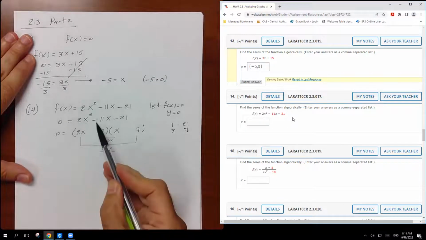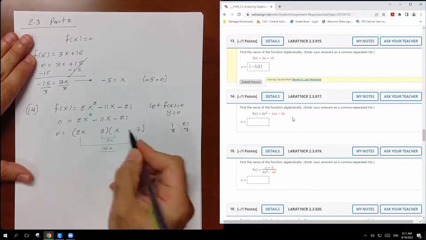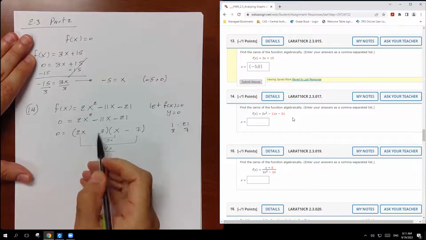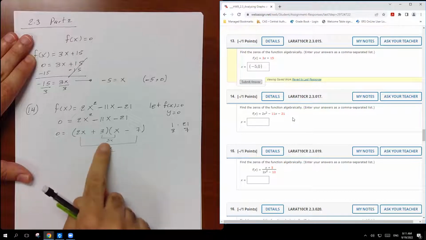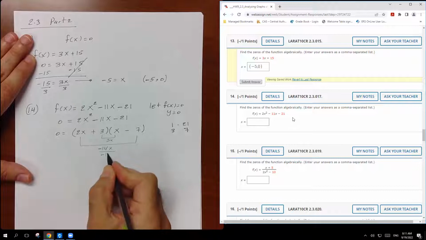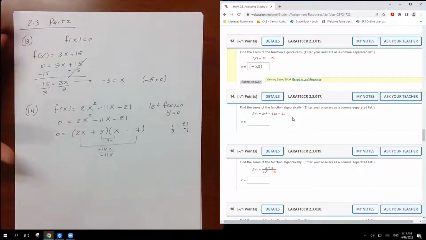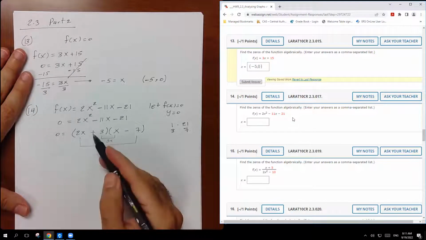So I need to get negative 11x. What I'm going to do, 14 is the bigger one, so I'm going to put negative here and positive here. So now it's going to be positive 3x, negative 14x. The result is going to be negative 11x. That means this is the right option. This is just to check the sign.